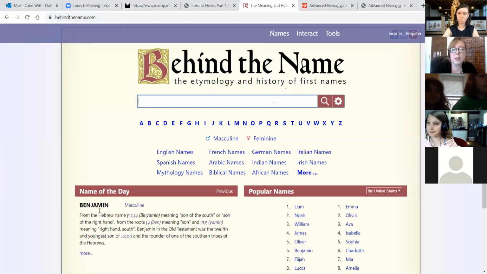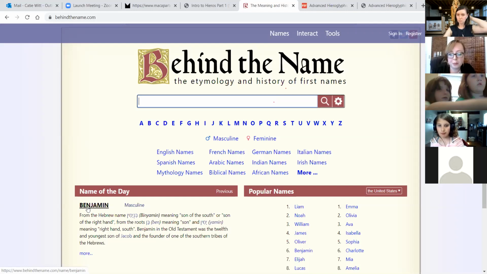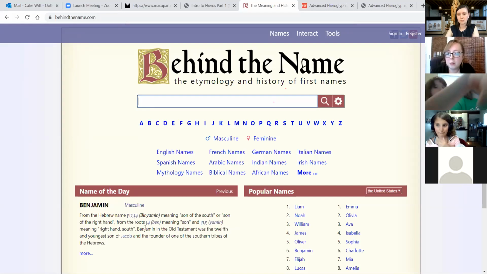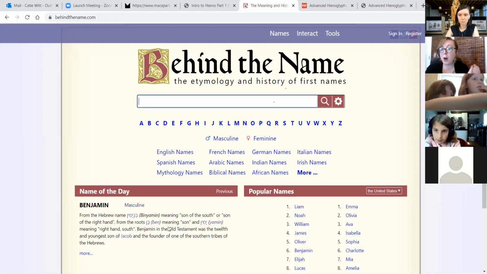So let's say this is the name of the day. We're going to use this as an example down at the bottom here. So we have Benjamin. If you were to type in Benjamin, this is the explanation that you would get for this name. Benjamin means son of the south or son of the right hand. And in this case, there's multiple parts to his name. So you have Ben and you have Yamin.